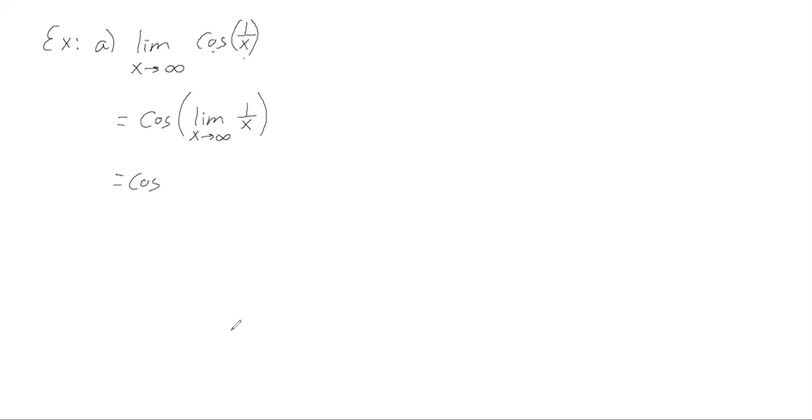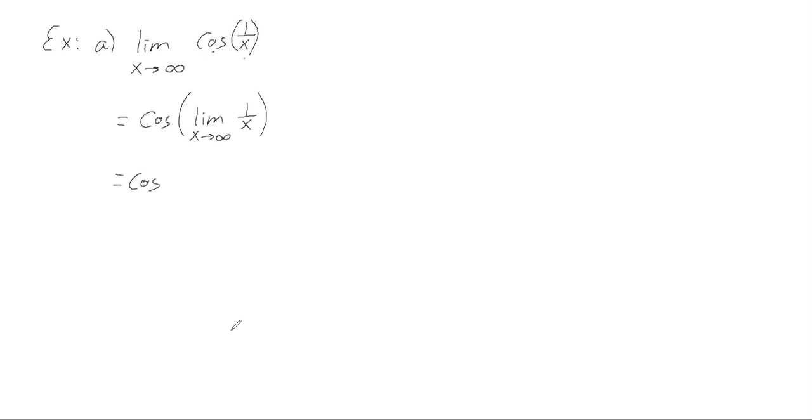Suppose we have an example and we want to calculate for part A the limit as x approaches infinity of cosine of 1 over x. Let's try to use that theorem that we just looked at. We have an outside being the cosine, we have an inside of 1 over x. So to try to use that theorem, I'm going to bring the limit to the inside, limit as x approaches infinity of 1 over x. So I'm going to bring down the cosine.